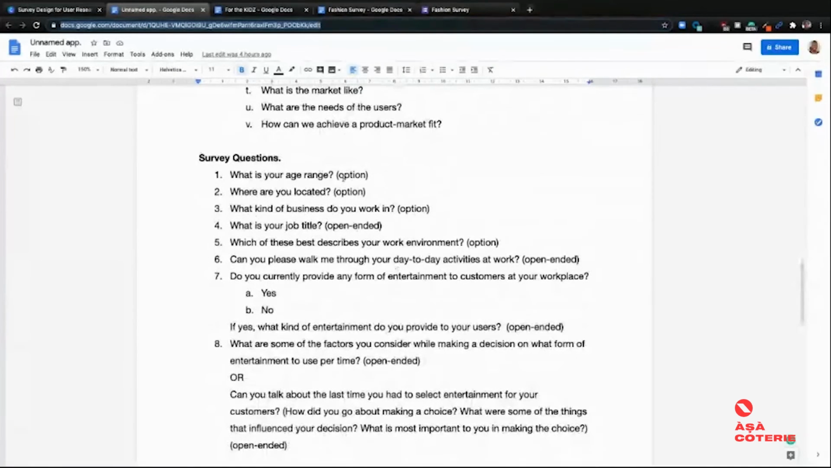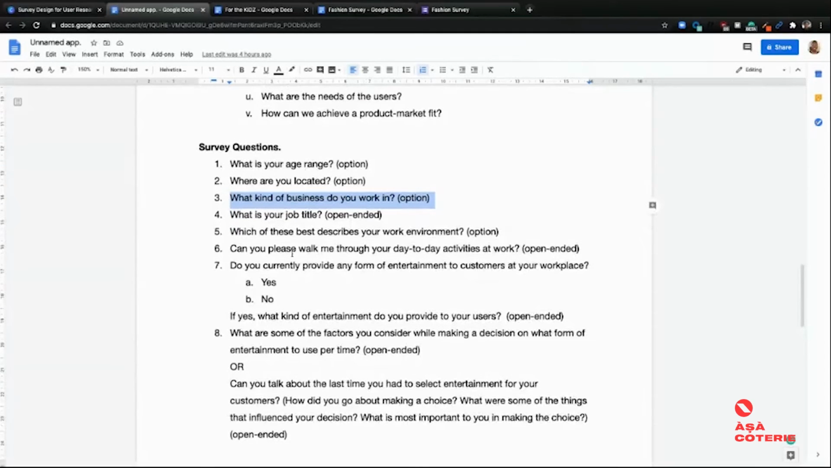What is your age range? Where are you located? What kind of business do you work in? What's your job title? Which of these best describes your work environment? Can you please walk me through your day-to-day activities at work? Instead of asking, what do you do at work? I'm like, I mean, I work. I do stuff. But if you're asking me, can you walk me through your day-to-day activities at work?